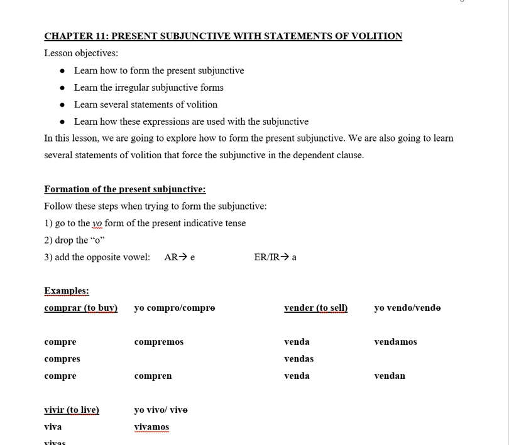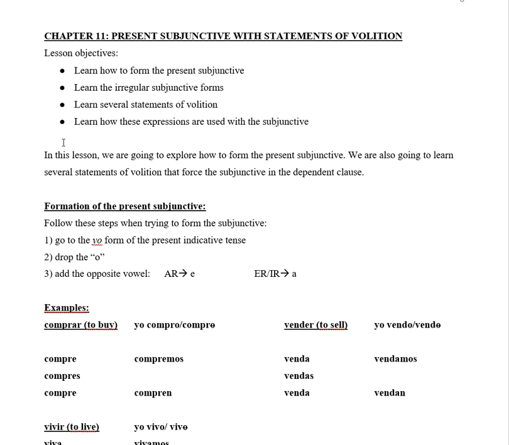Hello there. In this lesson, I want to go over the present subjunctive with statements of volition. The lesson objectives are to learn how to form the present subjunctive, to learn the irregular subjunctive forms, to learn several statements of volition, and to learn how these expressions are used with the subjunctive. We're also going to learn several statements of volition that force a subjunctive in the dependent clause.